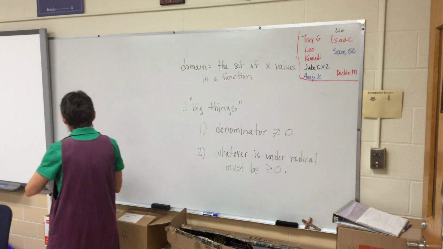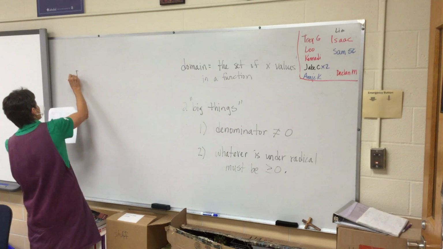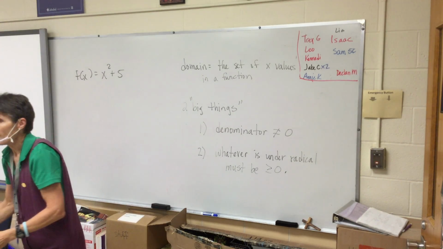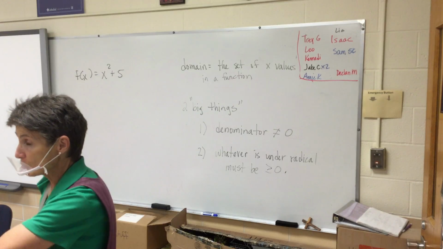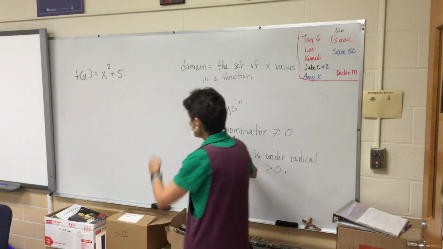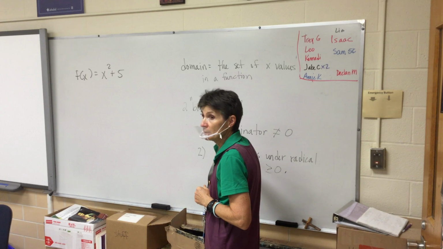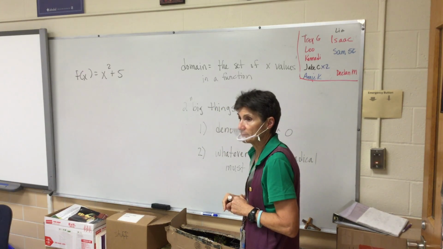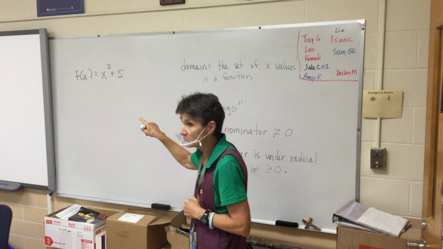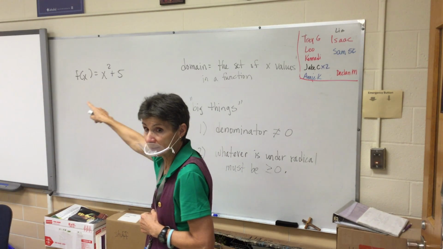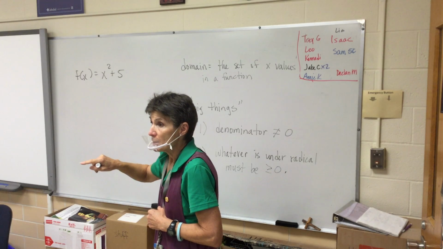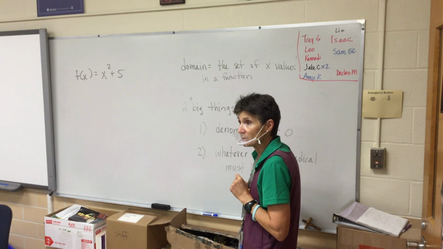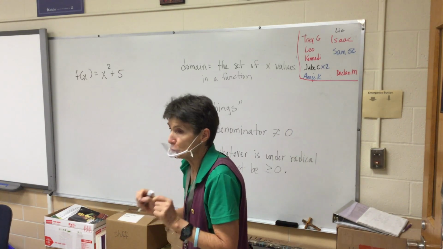So my first example is this. And your job is to find the domain. So here's what I want you to ask yourself. Is there a denominator in that problem? No. So I don't need to worry about this. Is there a radical in that problem? Do you see a square root symbol in that problem? No. If there is no fraction and there is no radical, then there is no issue with this domain.